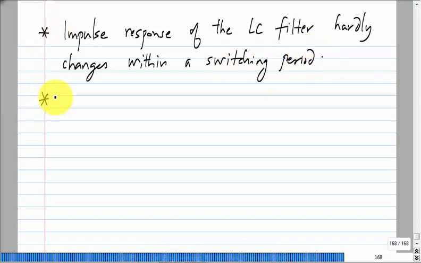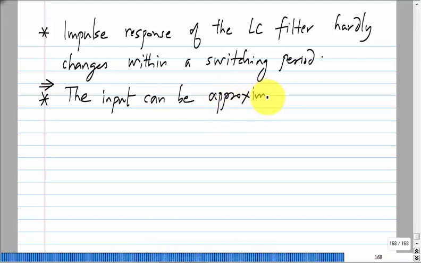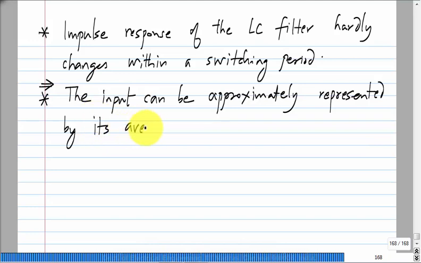So, what this means is, one of the approximations we could make is that the input can be replaced by its average in each period. Understand. So, this obviously makes life much simpler.